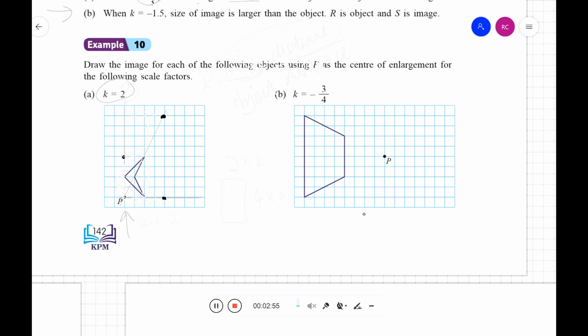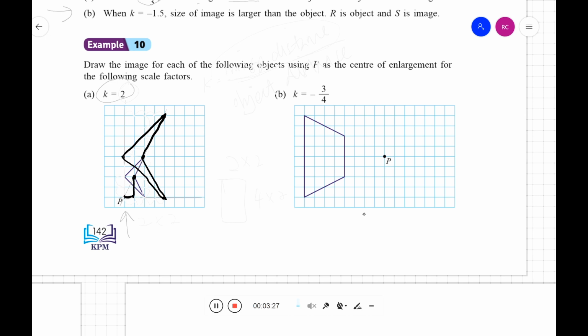Okay, then lastly, this vertex over here, to identify it, you can get the distance horizontally is 1 times 2, right? So it will be 2 times 4. This will be the point. So then you just join it up using your ruler, like this. Then you get the image already. Okay, now we look at the second question here.